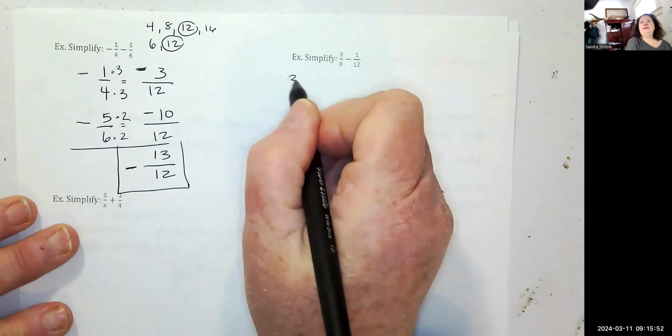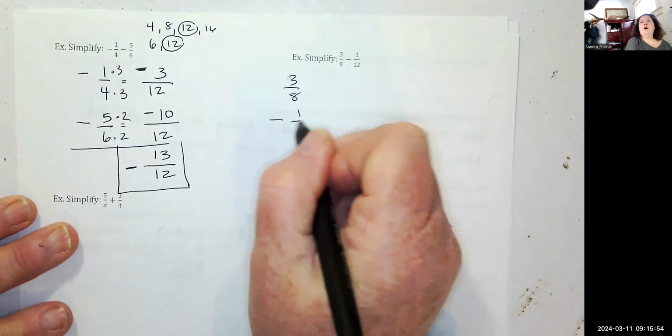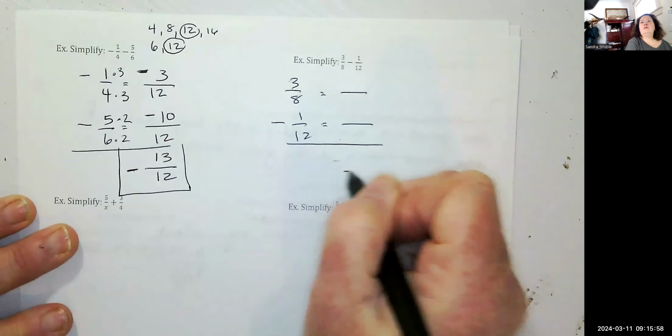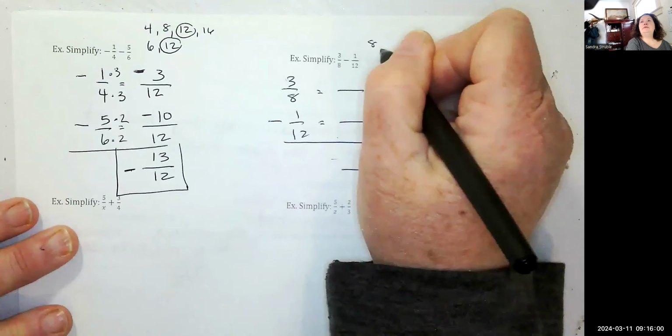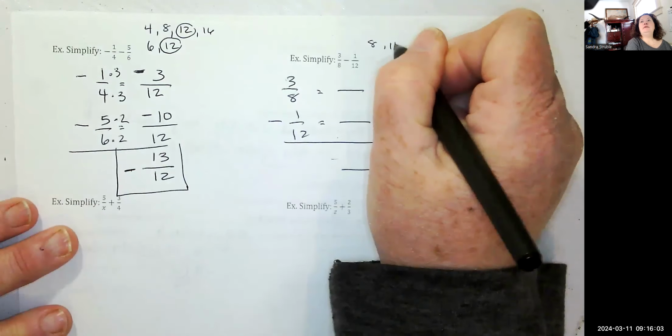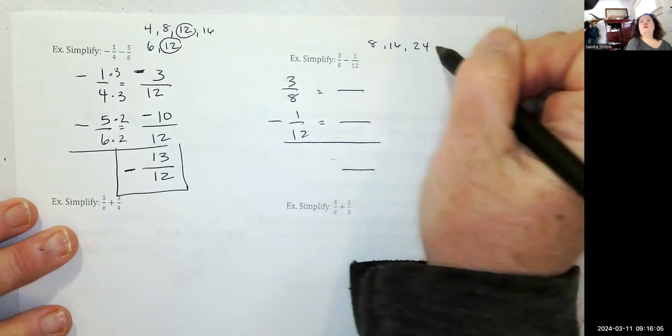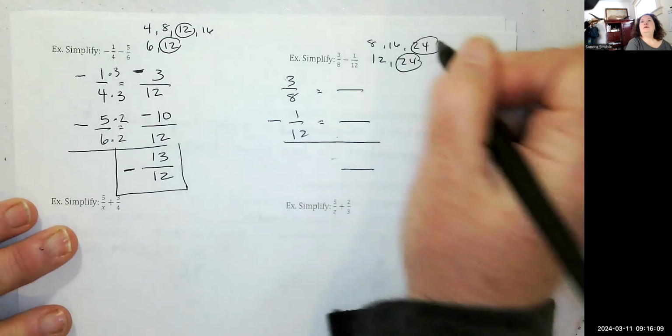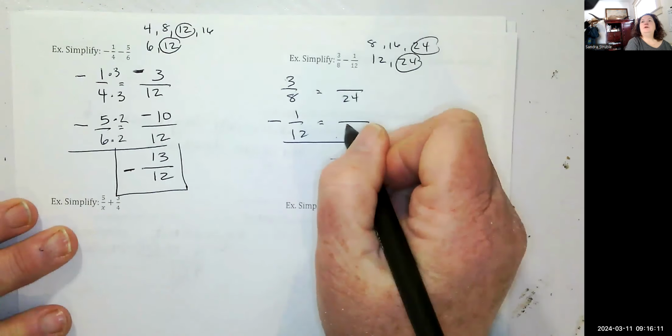All right, 3/8 minus 1/12. All right, and it's 8. 8 times 2 is 16. 8 times 3 is 24. I'm going to stop there. 12 times 2 is 24. 24 is our lowest common denominator.